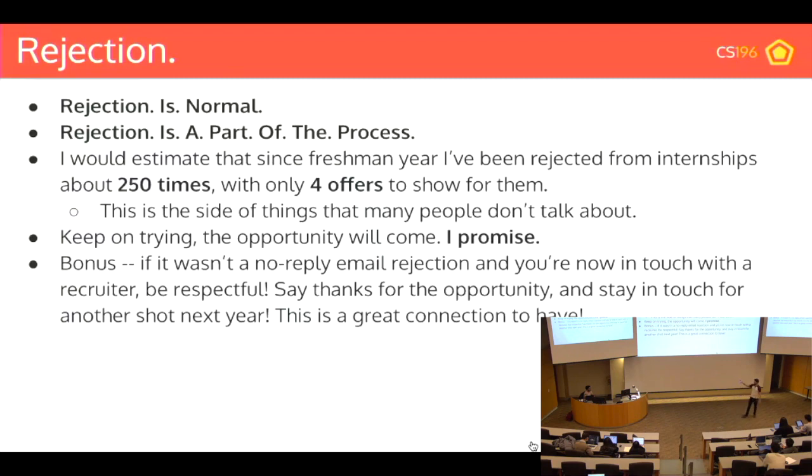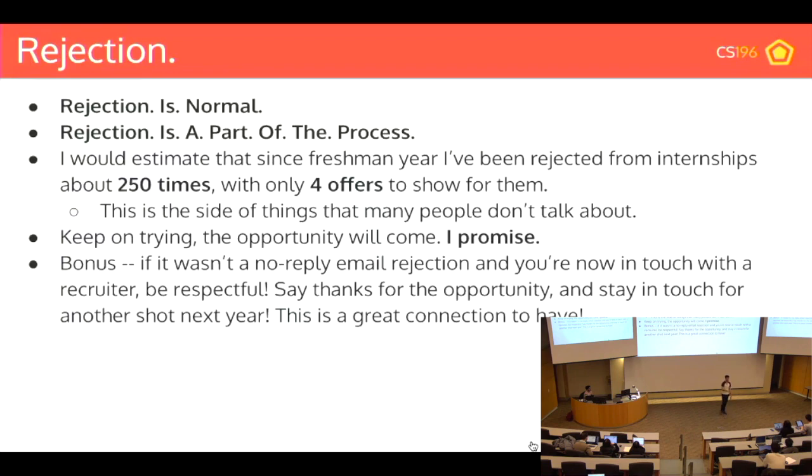And here's a little bonus. If you've gotten rejected and it wasn't a no-reply email, a little nugget is that you are now in touch with a recruiter, probably. So be respectful. Just thank them for the opportunity. And if you're not a junior or something, say that you'd like to stay in touch. I know a lot of people who were respectful to the recruiter that rejected them, and 1 year later, they got the offer from that company.